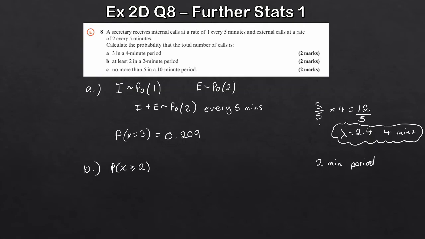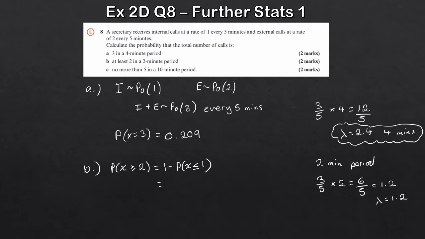So 3/5 is 1 minute, so I just need to times that by 2, so that would be 3 over 5 times by 2, giving me 6 over 5. Okay, or that would be 1.2. So lambda is 1.2. So remember, if it's greater than or equal, we need to do 1 minus everything lower than that. So probably that X is less than or equal to 1.